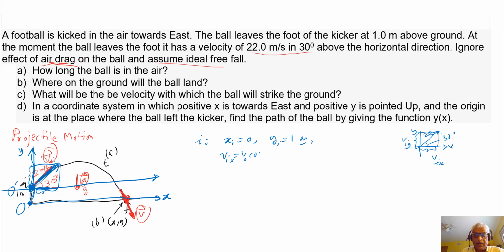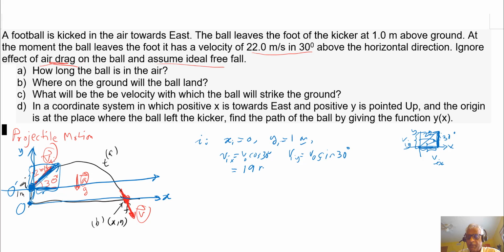All right, and v final y, we just keep it like this. So these are the initial, this is not known and this is not known, and then acceleration between these two, initial and final, between here to here, you have acceleration ax is 0 and ay is minus g.